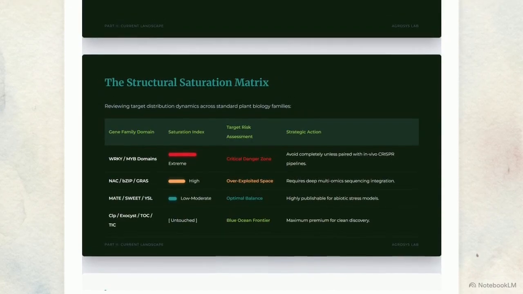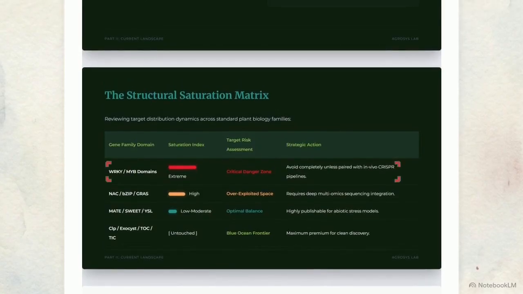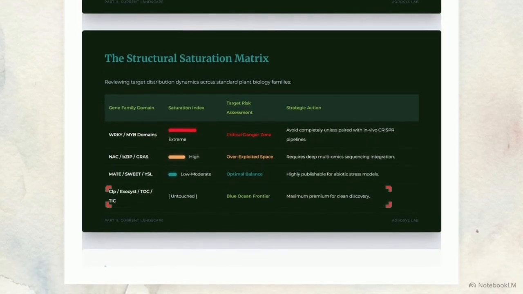Up here in the red critical danger zone are the WRKY and MYB domains. The strategic action is clear. Avoid these completely unless you are pairing them with in vivo CRISPR pipelines. Compare that to the blue ocean frontier at the bottom. Domains like CLIP, Exocyst, and TOC-TIC remain virtually untouched, offering a maximum premium for clean discovery.